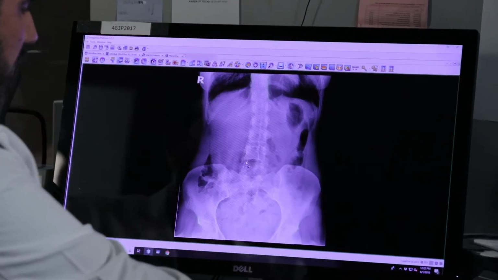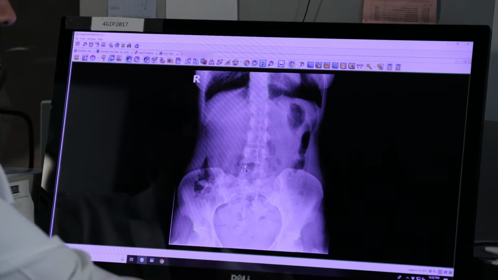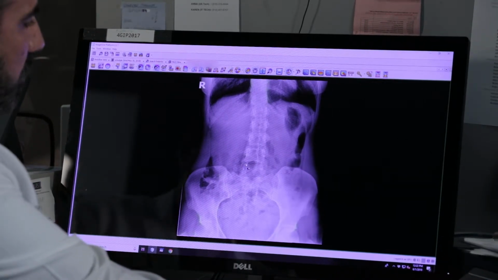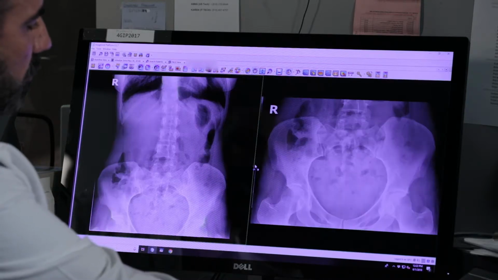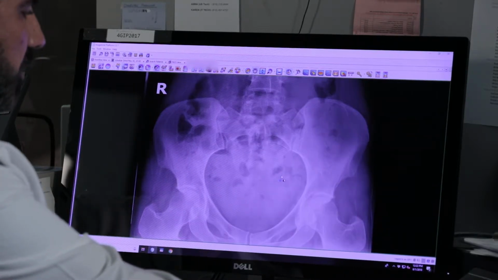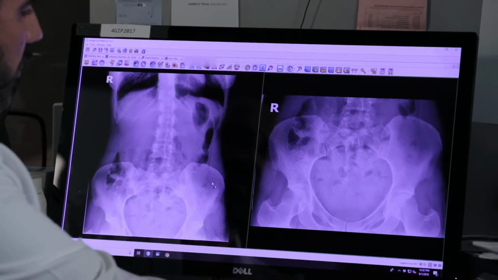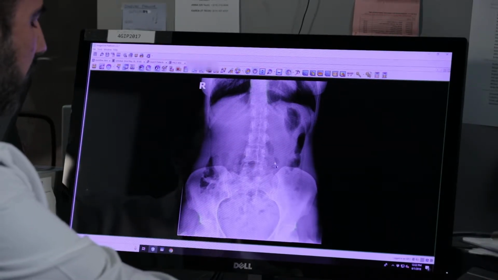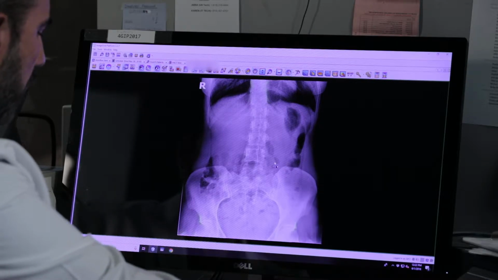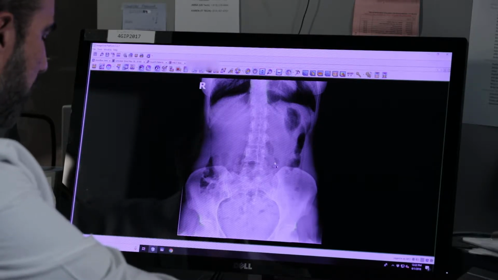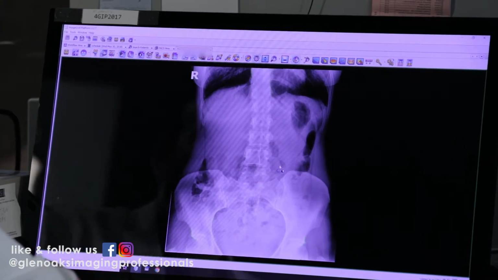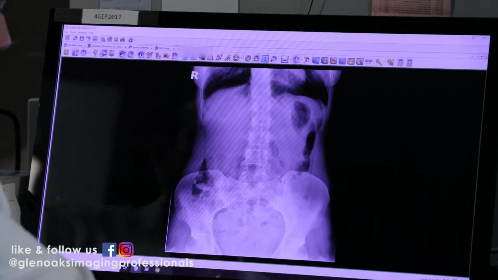It's very informative. They want to do this to rule out any kind of stones, kidney stones, bladder stones, or stones that are stuck in a ureter. It's also done to see fluid levels and if there's any kind of bowel obstruction. Like I said, KUB stands for kidney, ureter, and bladder.